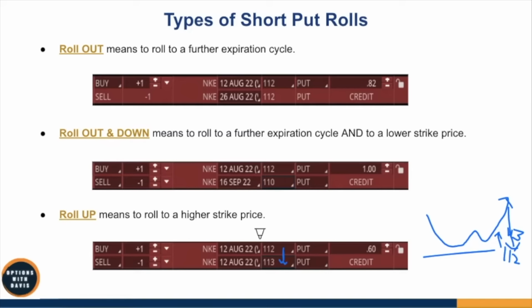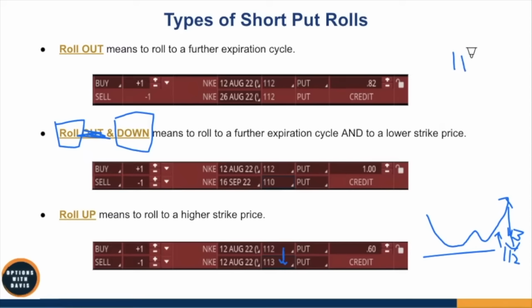Now, there's one thing you notice, which is that you do not see a roll down just on its own. The reason is because when you roll down, it will never be for a credit. When you're rolling down, you're actually having to pay rather than receiving a credit, because the option prices are getting cheaper and cheaper on the way down, right?